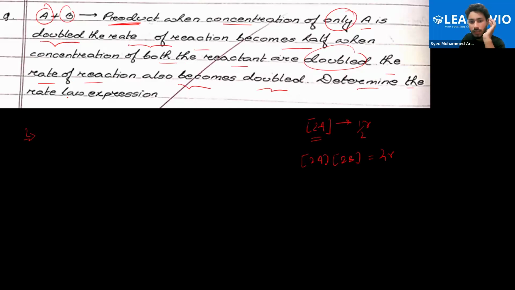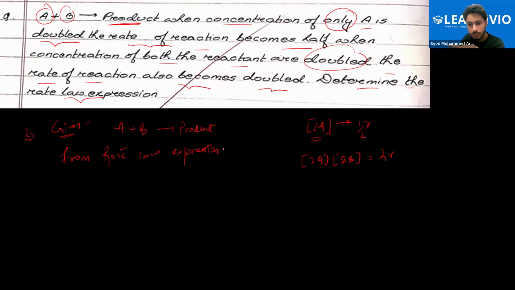To determine the rate law expression, initially you just write the given part. The given reaction is A plus B gives product. And from the rate law expression, you just write R equals K, concentration of A raised to the power of alpha, B raised to the power of beta. You have to find alpha and beta, and then you'll end up getting your answer.